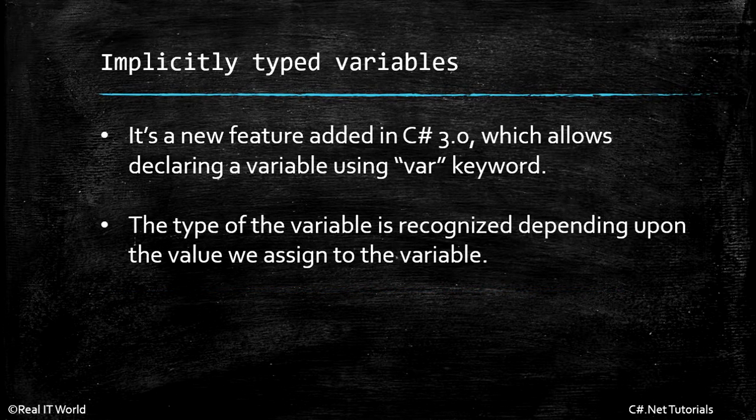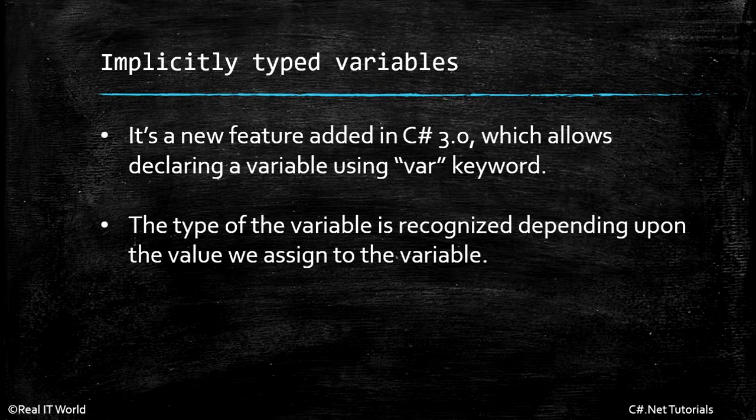Implicitly typed variables in C#. It's a new feature added in C#.NET 3.0 which allows declaring a variable using the var keyword. So this is completely new. The type of the variable is recognized depending upon the value we assign to the variable.